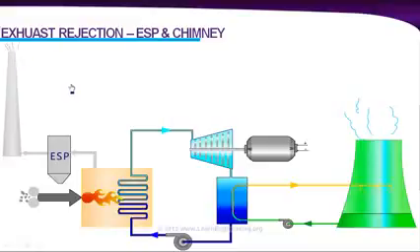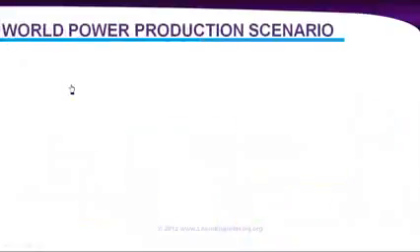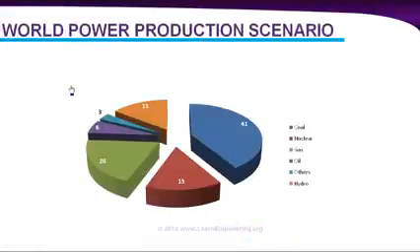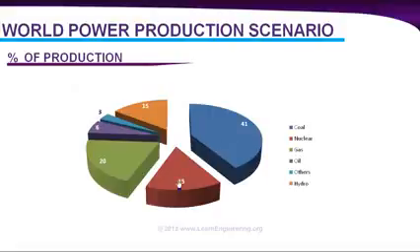Before winding up the lecture, we will have a look at current world power production scenario. You can see coal and nuclear combinedly produce almost half of world's power, and both comes under thermal power plant because working fluid of both are steam. Hope you got a logical introduction to working of thermal power plants.